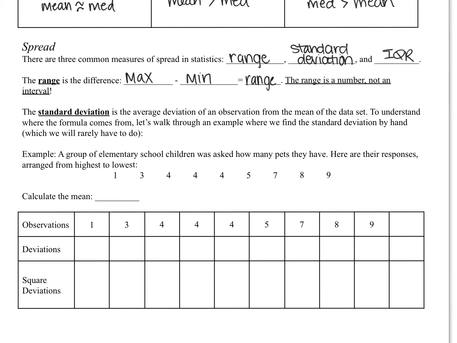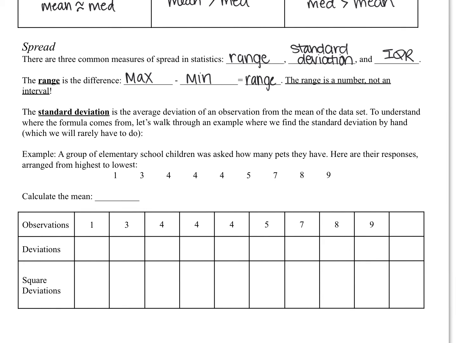Now, we will learn how to do standard deviation by hand because it is necessary to understand where the formula comes from. But we will also be discussing how you can find standard deviation in the calculator, how you can check your work, especially when you're required to do it by hand, to make sure that you didn't make any mathematical errors. So in our example, a group of elementary school children were asked how many pets they have, and we have their responses arranged from highest to lowest.